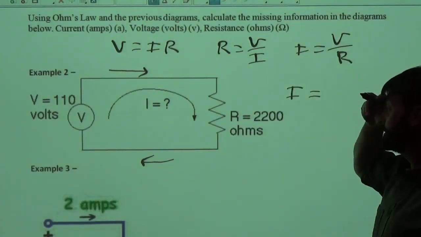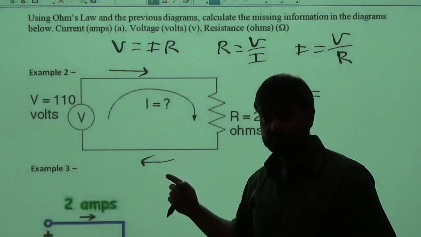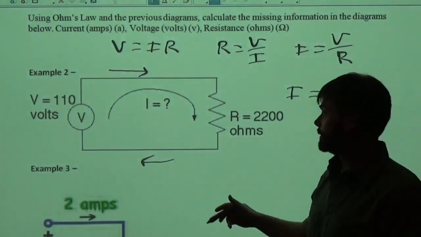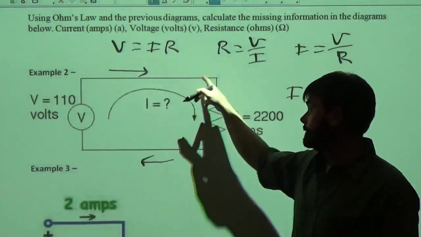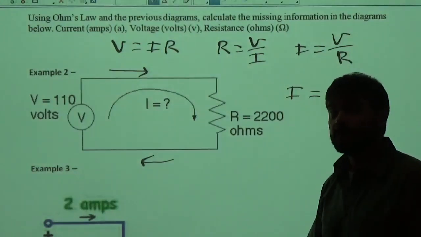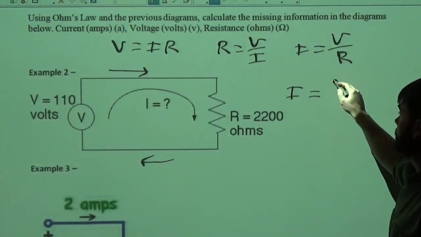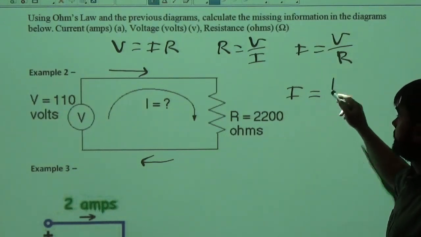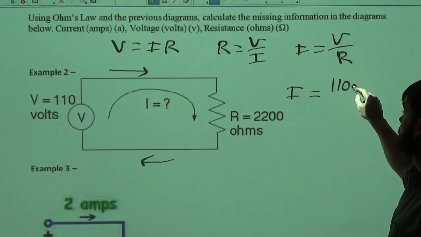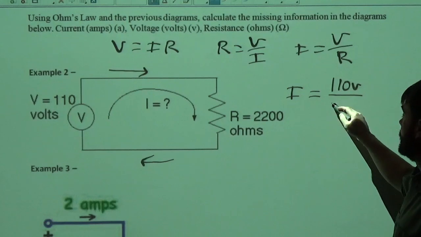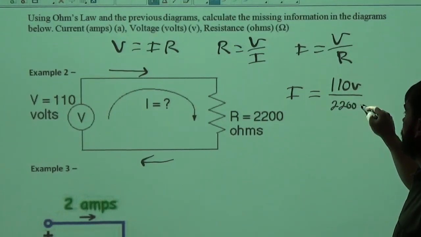Now, this only has one resistor, which is good. It makes things a little bit simpler. We know that's the total voltage. We know this is the total resistance. So if we want to figure out the total current going around, which is going to be constant because this is a series circuit, I'm going to take the 110 volts and I'm going to divide it by this 2200 ohms.